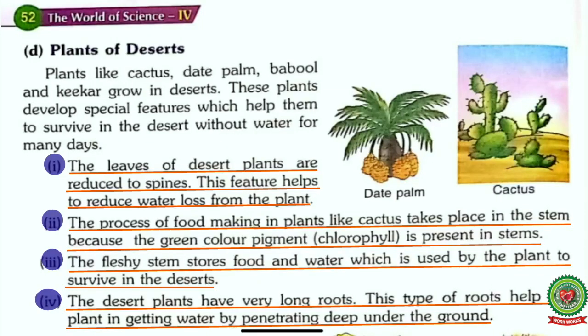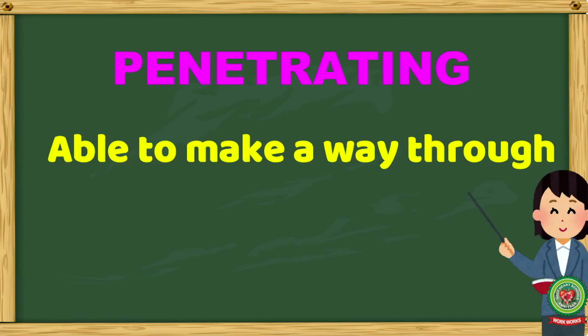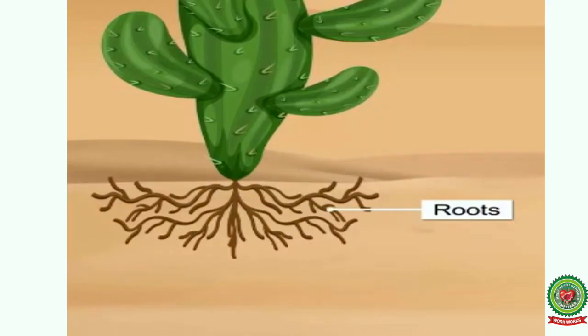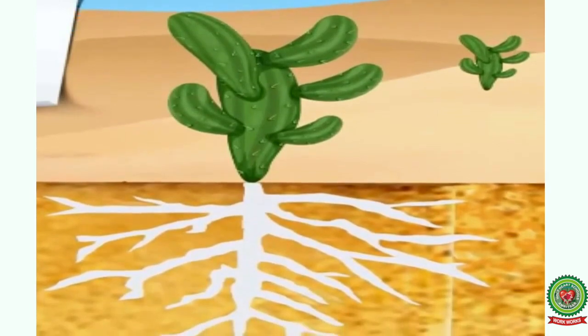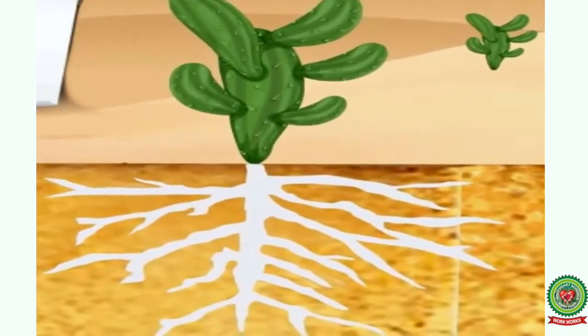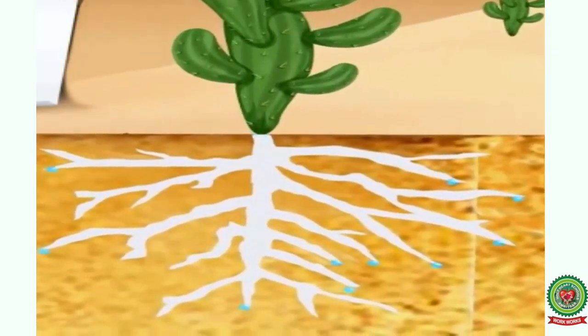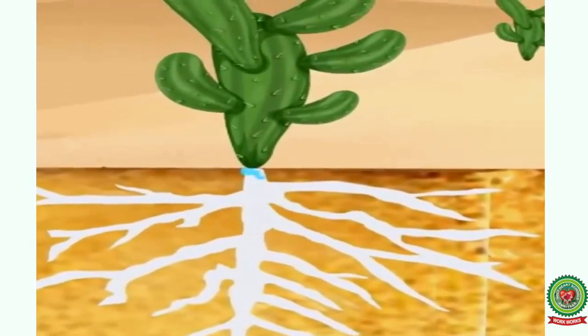Number 4. The desert plants have very long roots. This type of roots help the plants in getting water by penetrating deep under the ground. Underline the word penetrating and write down its meaning: able to make a way through. The roots of the desert plants are very long, and why are they very long? So that they can absorb more and more water from the ground.